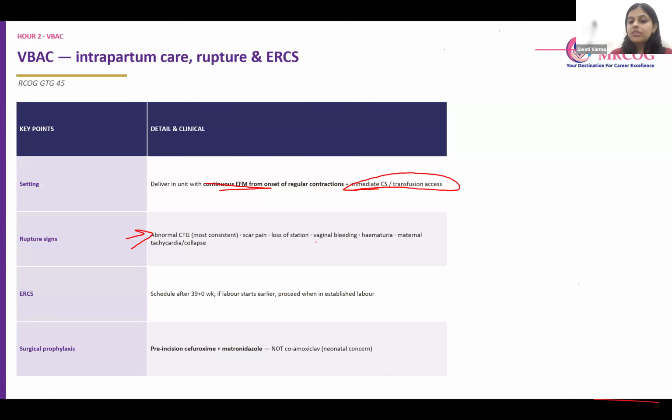Earlier on PV, you were feeling the station very well. Now it has gone up. Vaginal bleeding, hematuria, maternal tachycardia, or collapse. All these indicate towards rupture.